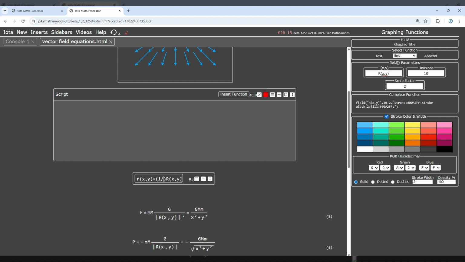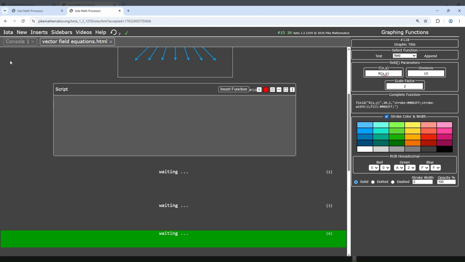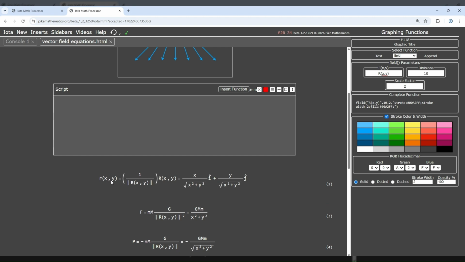And that is to use the norm function that we have in Iota. To use the norm function, it's backslash NOR, and then we have to reference the vector that we want the magnitude of, and that's big R, the function of x and y. And then you have to close out the norm function. So backslash NOR. There we go. And anytime you make a change to one of these equations, you have to go back to Iota and hit refresh. There you go.